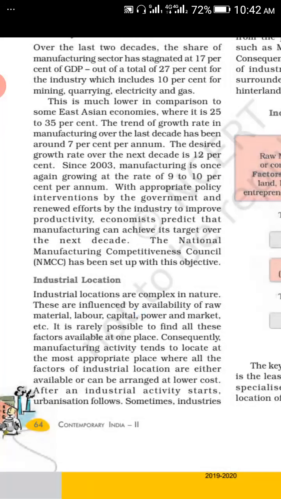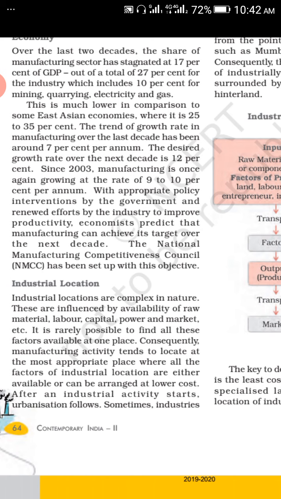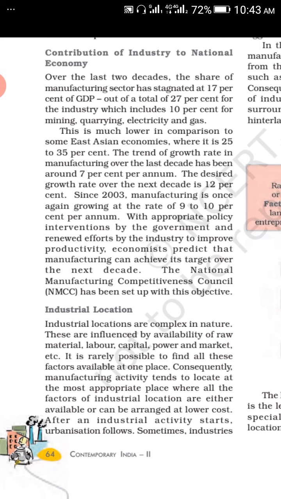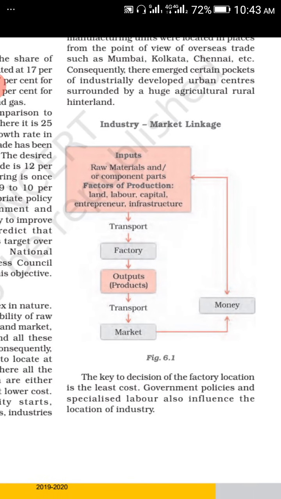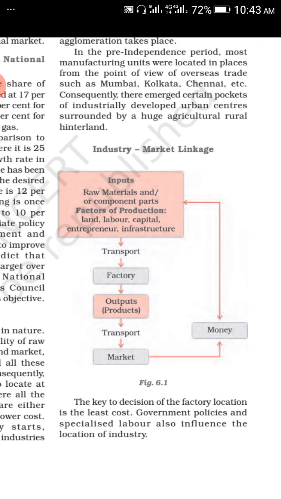Is it clear? So now, next day we will continue with another one. But before this, you have to know about industrial locations. It is the important one: which place is ideal for an industrial location, wherever you need to set up the industry. The first important thing is the raw material.